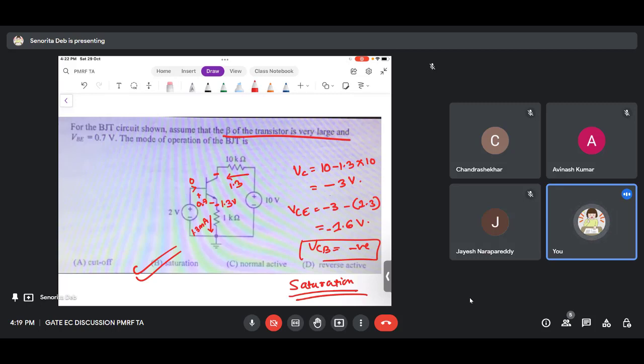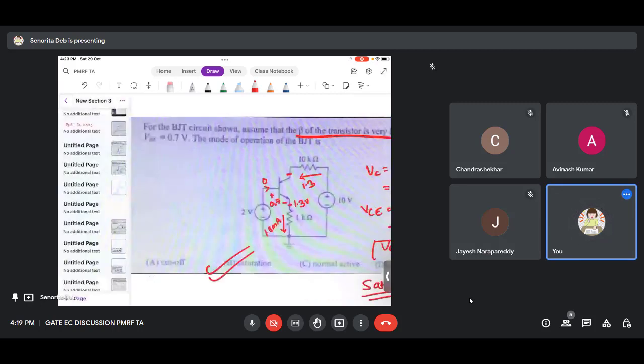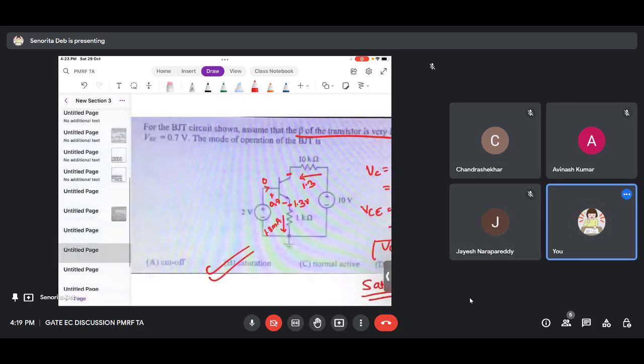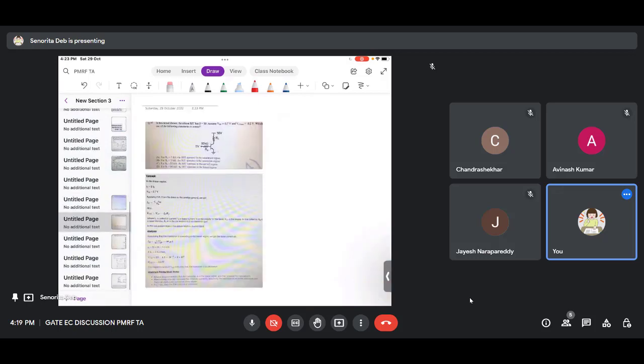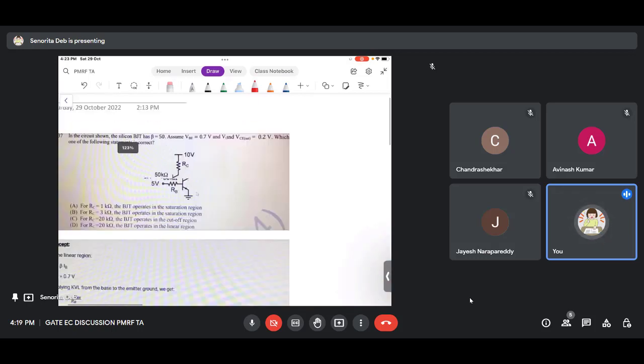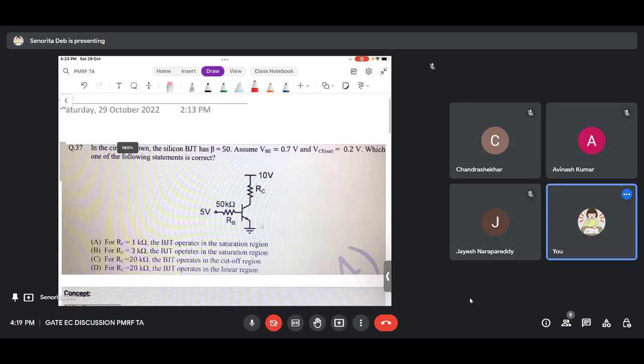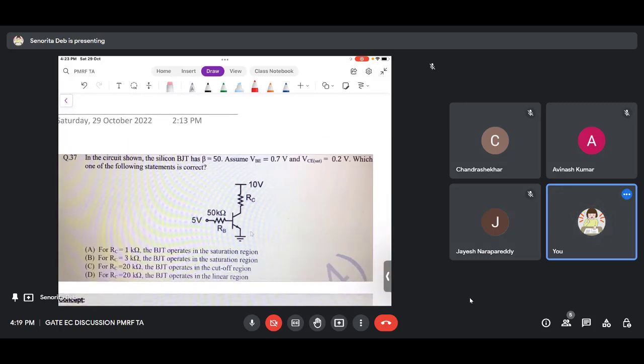So this was a simple question only. Okay. So now coming to the next question. Yeah. So this question also you see, beta they have given as 50, VBE they have given. Okay. So let me write plus minus 0.7 is VBE, beta is 50.